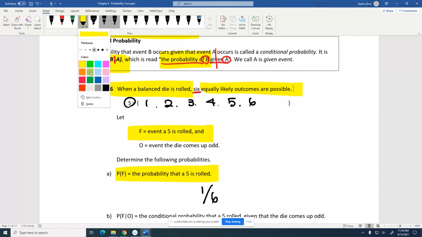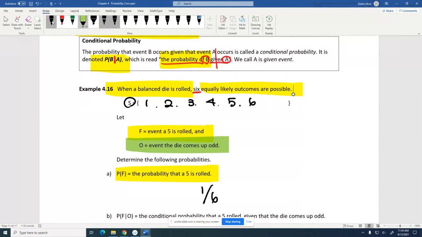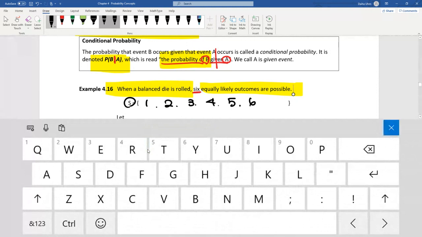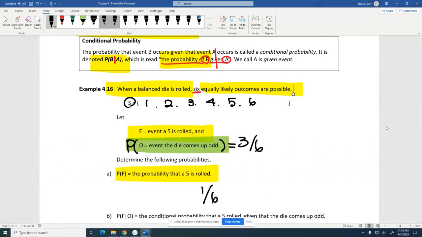Here is the other one. O, odd numbers. It didn't ask us the probability of O, but what is the chance I will get odd numbers? 3 out of 6. Odd numbers: 1, 3, or 5. The 3 possible outcomes out of 6.